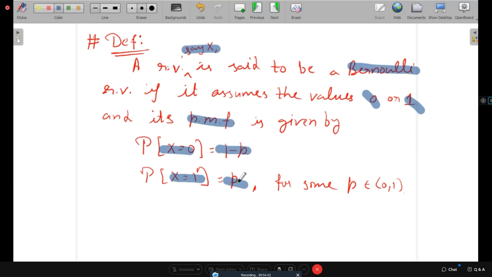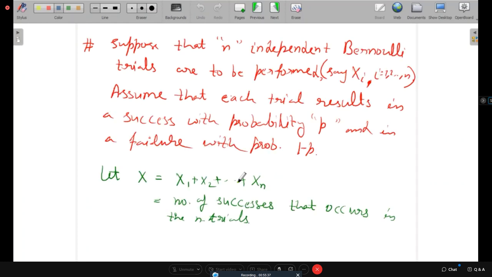Right. Now, if you repeat this Bernoulli trial n times, when you perform a trial, you only notice either a success or a failure for that particular case. If you repeat this n times, then what will you see? How many times will you get a success? In other words, the sum of n Bernoulli random variables, which will take the values from 0 to n. So the Bernoulli trial will lead towards the binomial random variable.